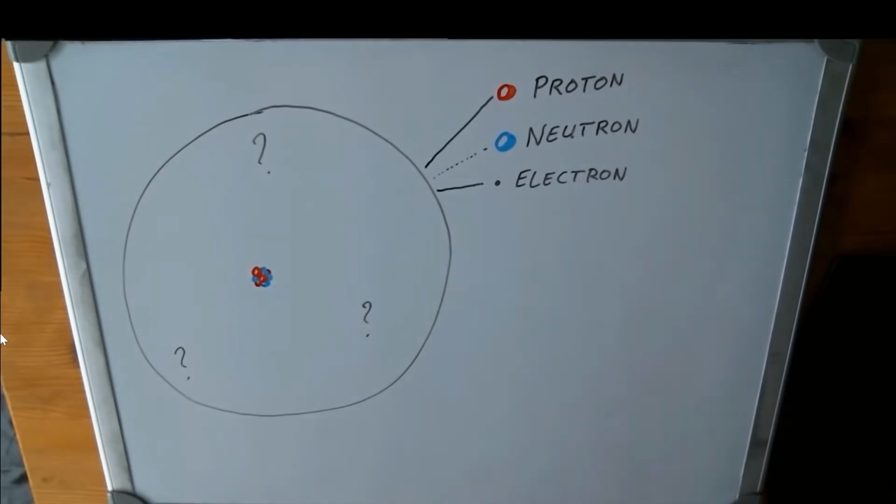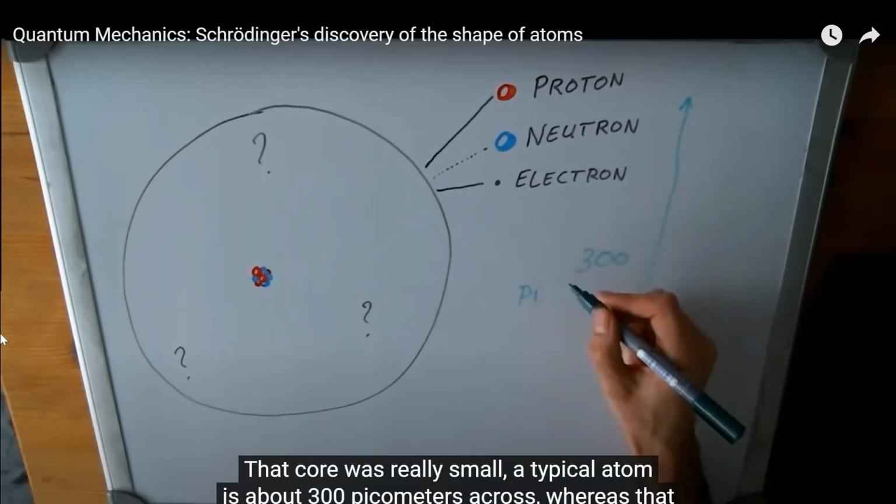That core was really small. A typical atom is about 300 picometers across, whereas we have not studied picometers. Picometers are smaller than nanometers. How much is a nanometer? 10 to the negative 9. Picometers are 10 to the negative 12, so they're 1,000 times smaller than a nanometer. So if you start with meters, 1,000 times smaller than that is the millimeter. And then 1,000 times smaller than that is the micrometer. 1,000 times smaller than that is the nanometer, and 1,000 times smaller than that is the picometer. So this is very, very, very small.